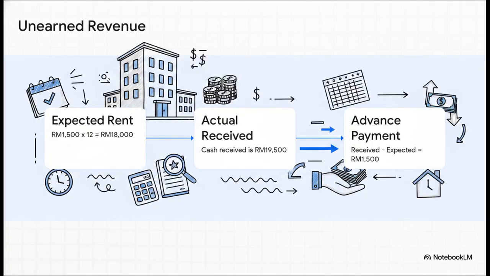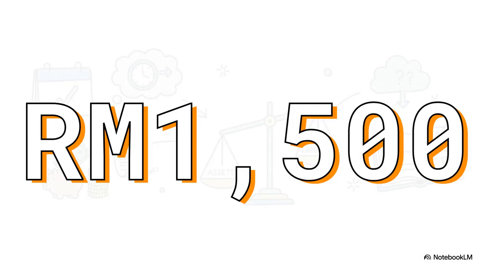Let's break down Appapunadita BHD's rental property. At RM1,500 a month for 12 months, they legally earned RM18,000 for the year. But looking at the trial balance, they actually collected RM19,500 in cash. The difference between what they collected and what they earned reveals the advance payment. That leaves us with an excess of RM1,500. And right now, that is entirely unearned. It represents 1 month of future rent paid early by a tenant.